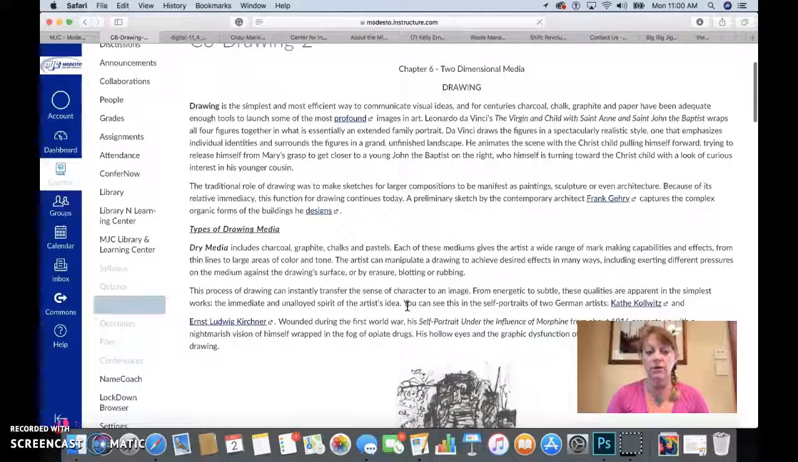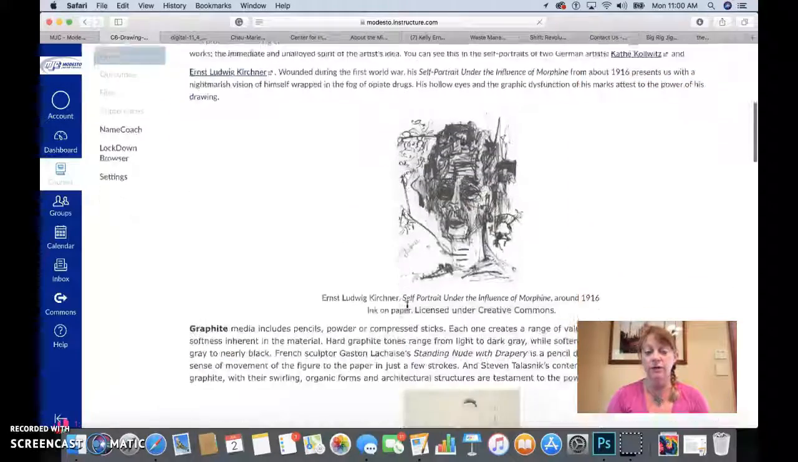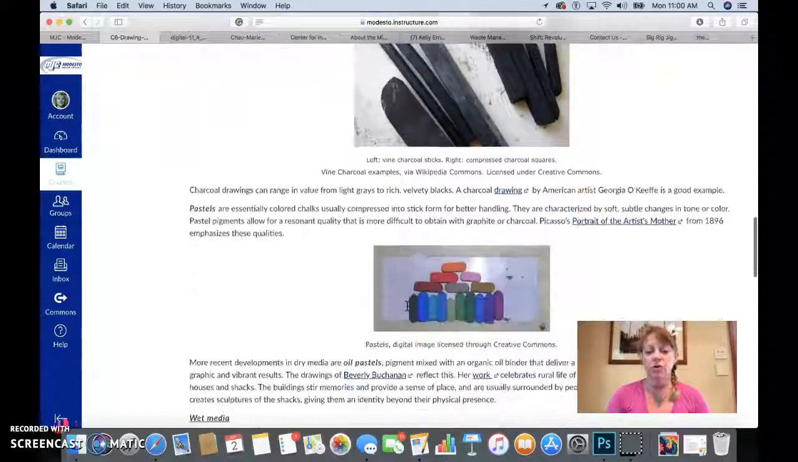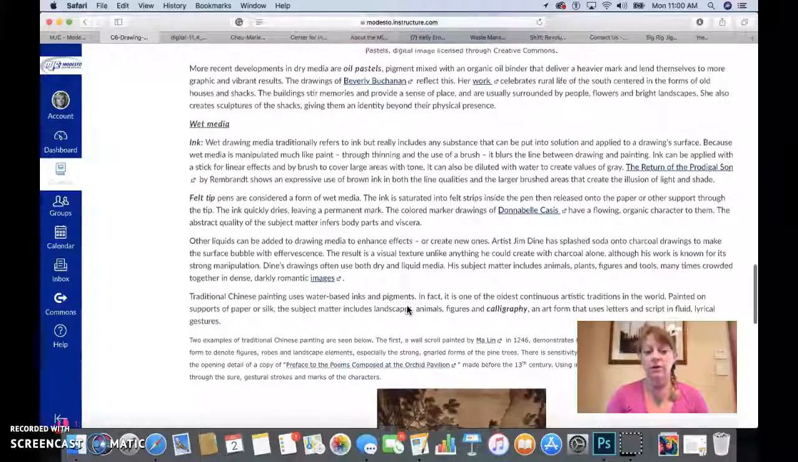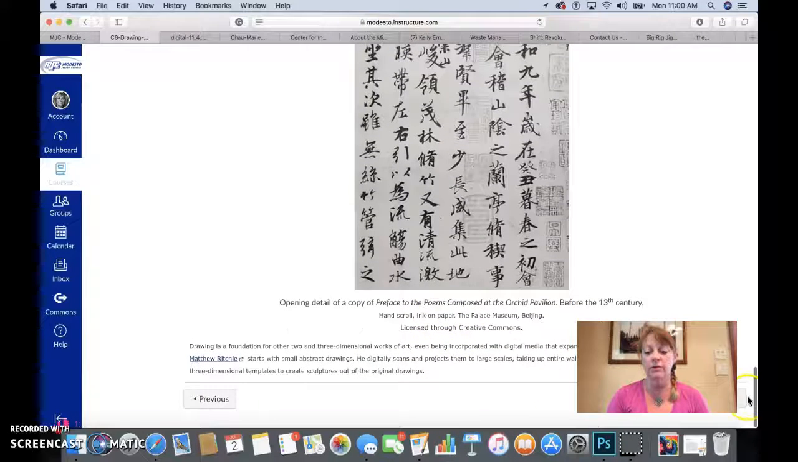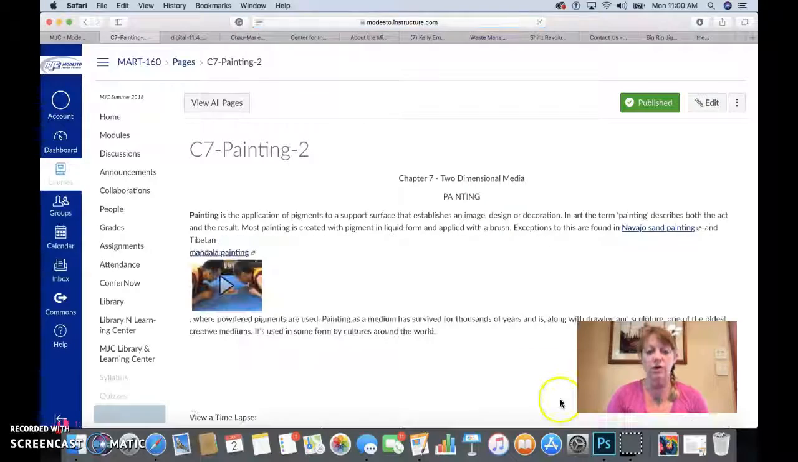All right, so drawing begins with talking about the types of media, from dry media to wet media: charcoal, pastels, ink, all kinds of stuff, with historical reference to where those mediums have been used.